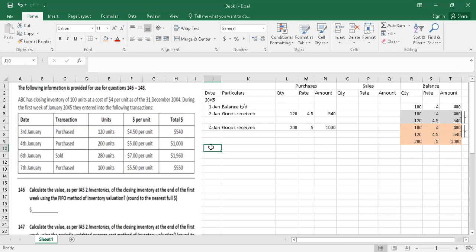Yes, ma'am. Okay. Now, 6th January, this time units are sold. Just write sales. Normally the units here are directly given as sales, but the normal practice would be that after goods are received, they would be required by the production department.